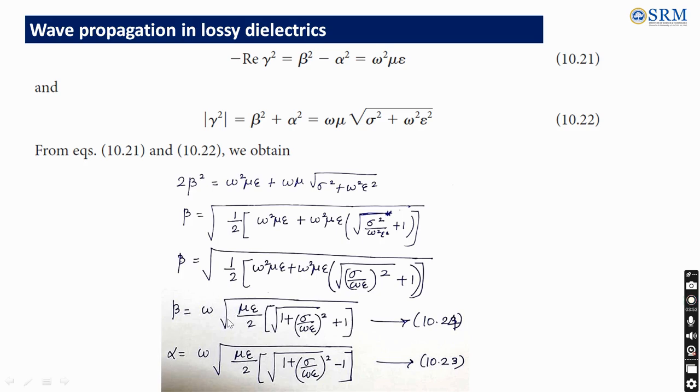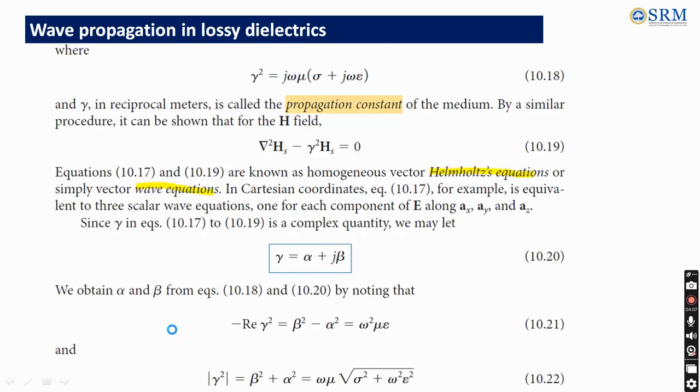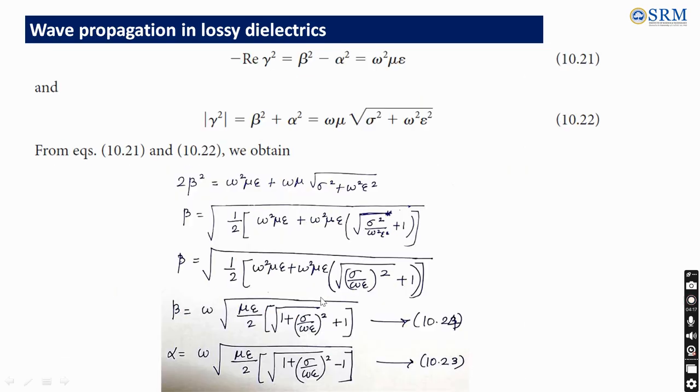And for alpha, if you do it in the same way, we will get the same expression. The only change is that here it's plus 1, and for alpha it will be minus 1. Hope you understood how we found, starting from the derivation of the vector Helmholtz equation, the complex propagation constant, alpha and beta. We will see the physical meaning of alpha and beta in the upcoming sessions. Thank you, everyone.